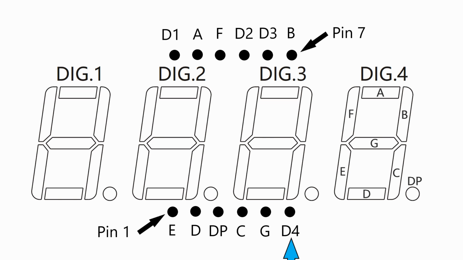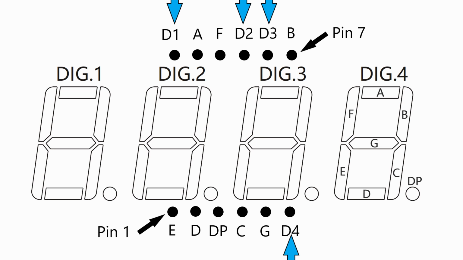Pin 6 is for the D4 pin, which controls the right or least significant digit. Pin 7 controls the LED segment B. Pins 8 and 9 control D3 and D2. Pins 10 and 11 control LED segments F and A. And lastly, pin 12 controls D1, which is the left or the most significant digit.